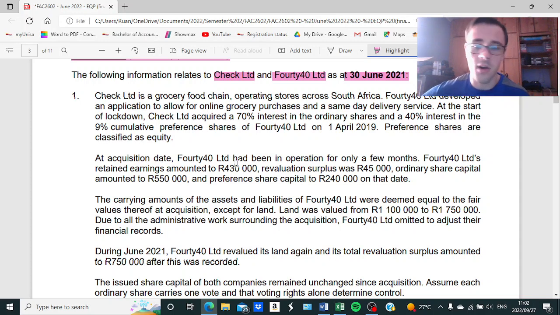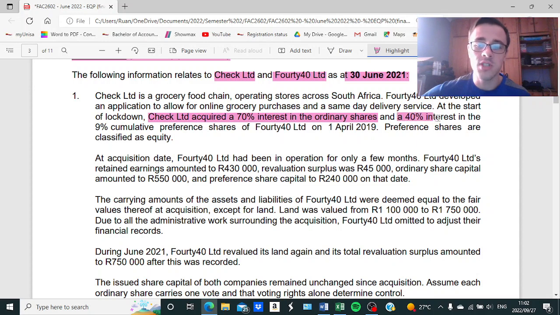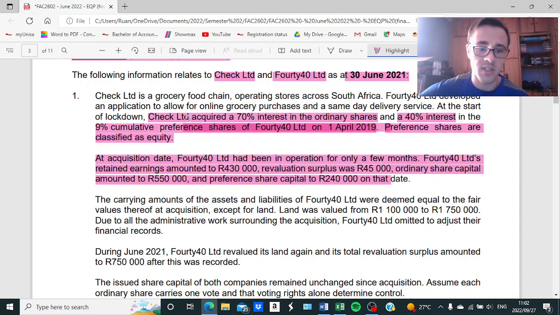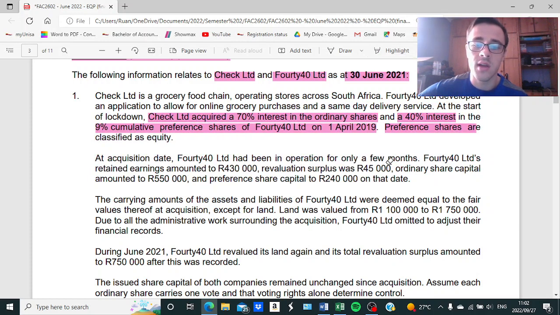Now, at the start of lockdown, Czech Limited acquired a 70% interest in the ordinary shares and a 40% interest in the 9% cumulative preference shares of 4040 Limited on the 1st of April 2019. Preference shares are classified as equity. Now remember that the first journal entry does not focus on your preference shareholders.